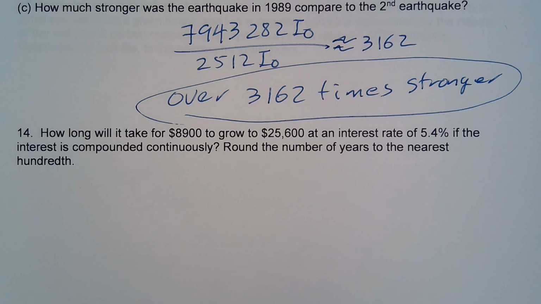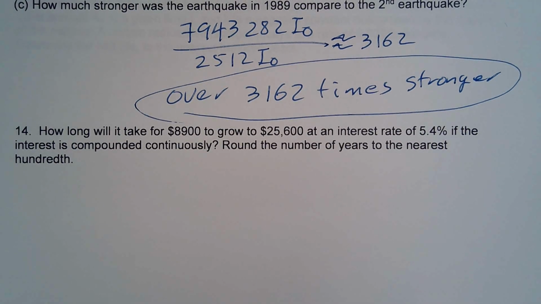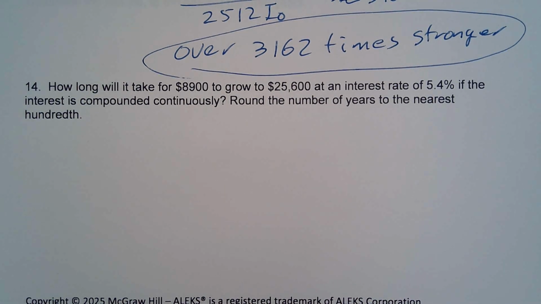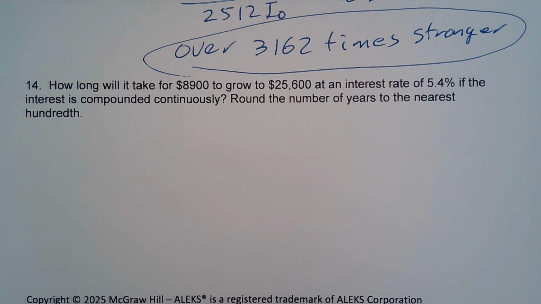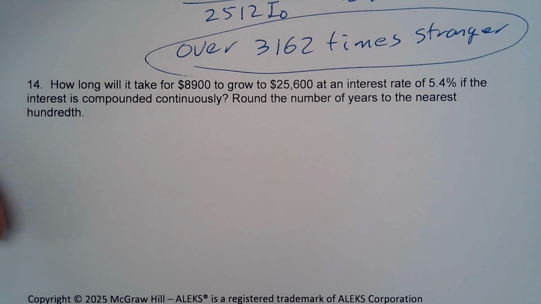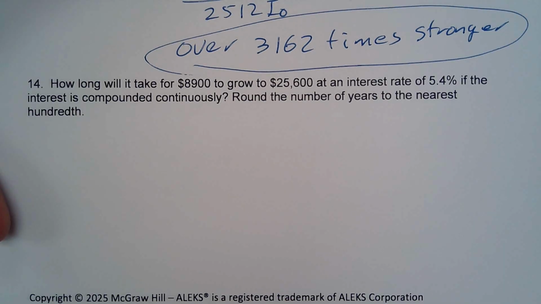All right, so let's take a look at this next example. It says, how long will it take for $8,900 to grow to $25,600 at an interest rate of 5.4% if interest is compounded continuously? Round the number of years to the nearest hundredth.